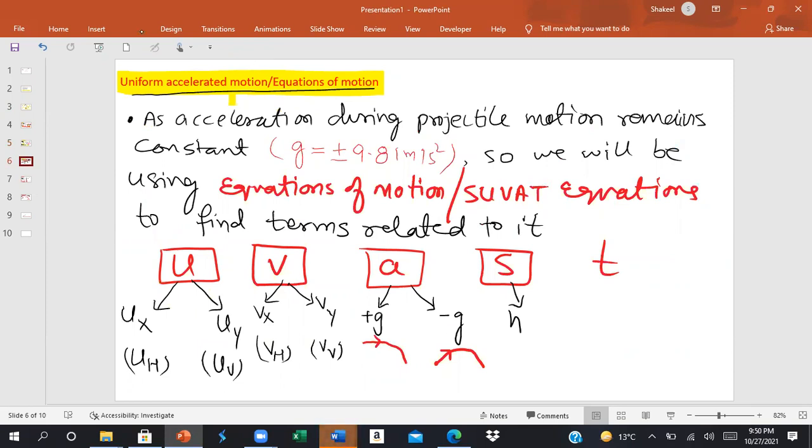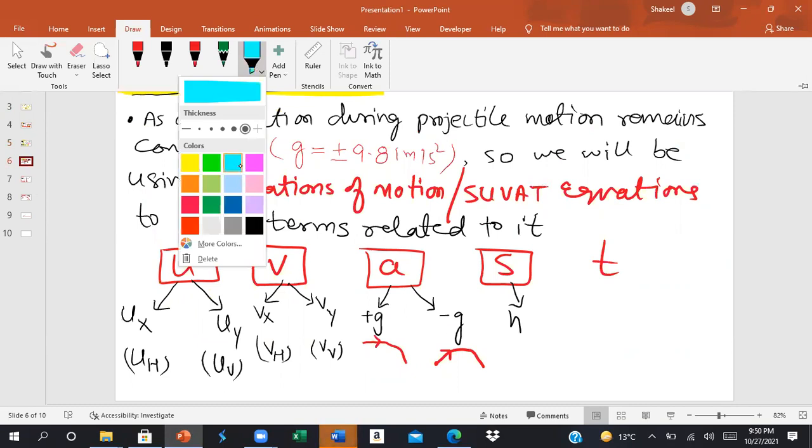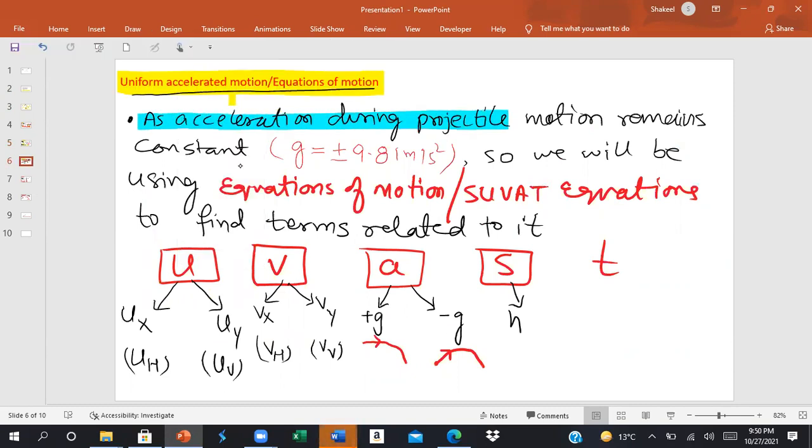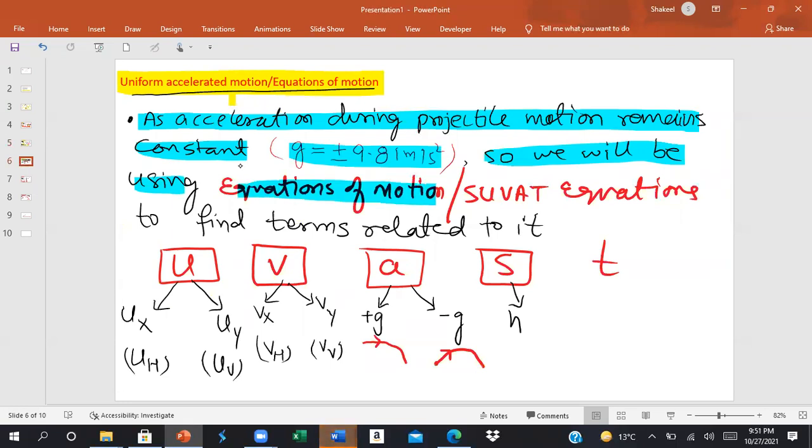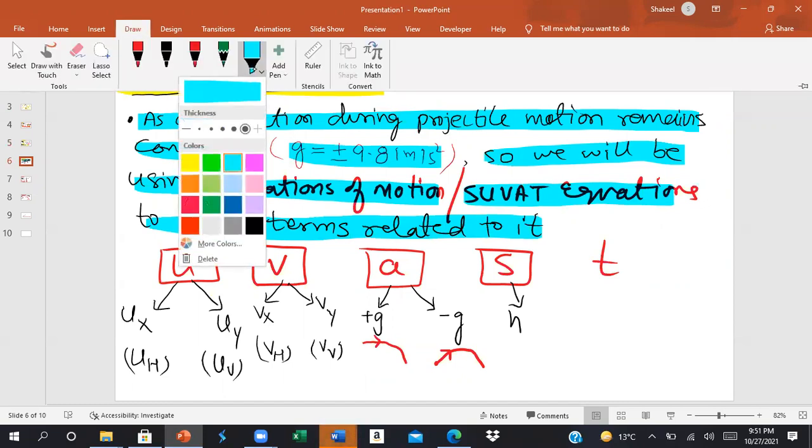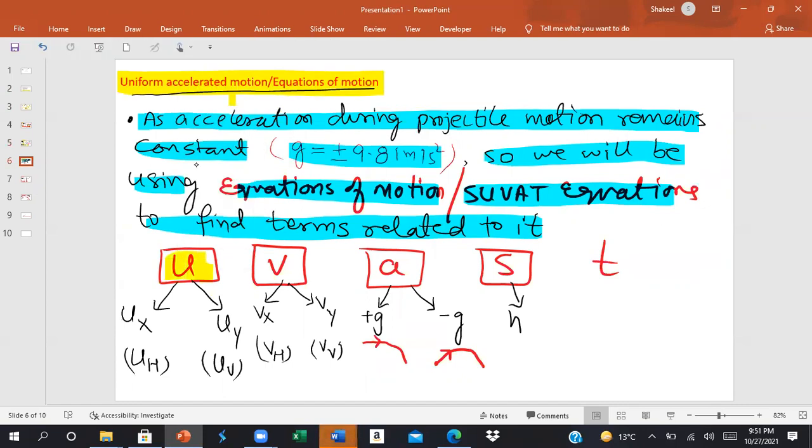So we can say that as acceleration during projectile motion remains constant, that is plus minus 9.81 meter per second square, we will be using equations of motion or Suvat equations to find terms related to it. And you know, equations of motion consist of 5 terms: initial velocity, final velocity, acceleration, displacement, and time.